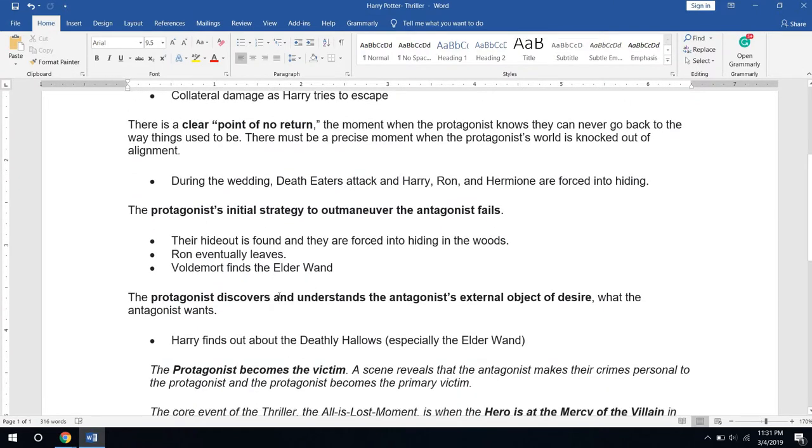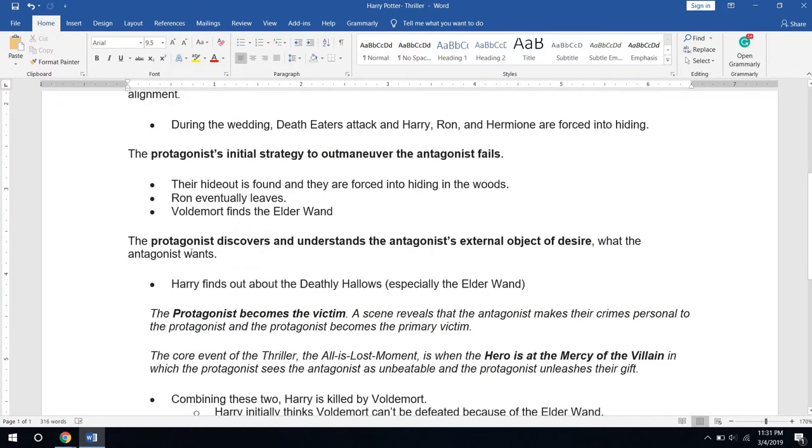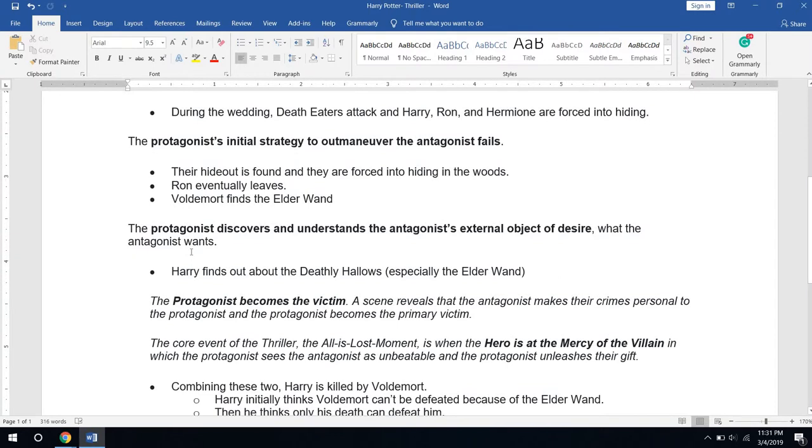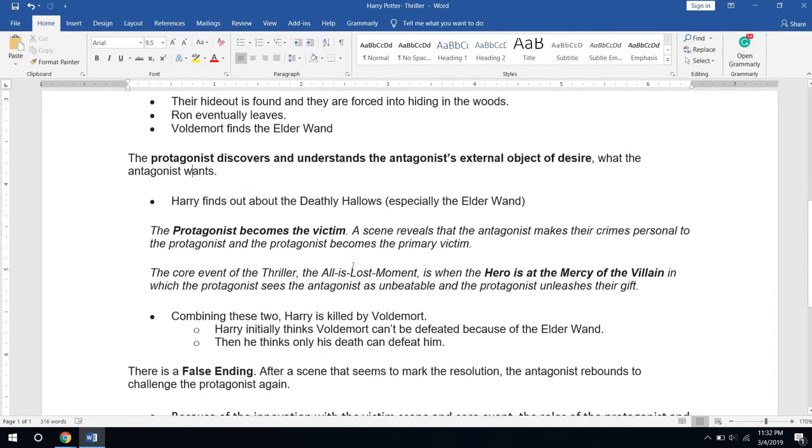Maybe the first one is that their hideout's found, and so they're forced into hiding in the woods. They don't even have a house anymore. Ron eventually leaves. Voldemort finds the Elder Wand. So the protagonist is discovering and understanding the antagonist's object of desire. Harry finds out about the Deathly Hallows, and there's this whole thing about, do I go after the Hallows, which include the most powerful wand in existence, or do I go after Voldemort's Horcruxes, which are pieces of himself that all need to be taken care of if they're going to kill Voldemort.